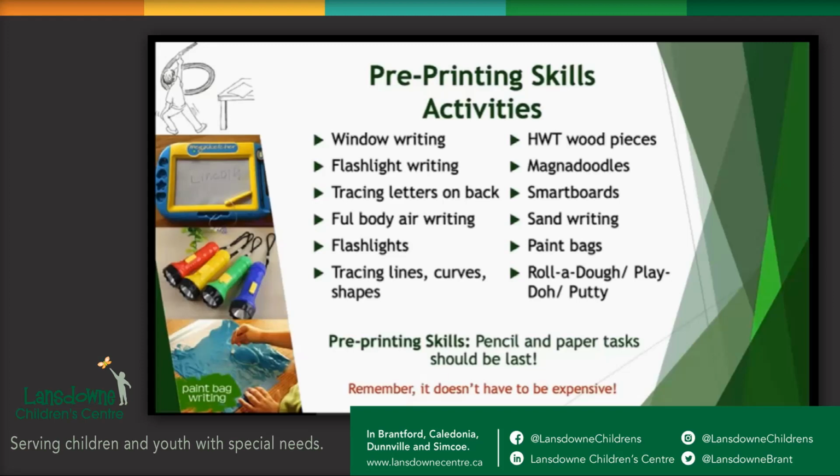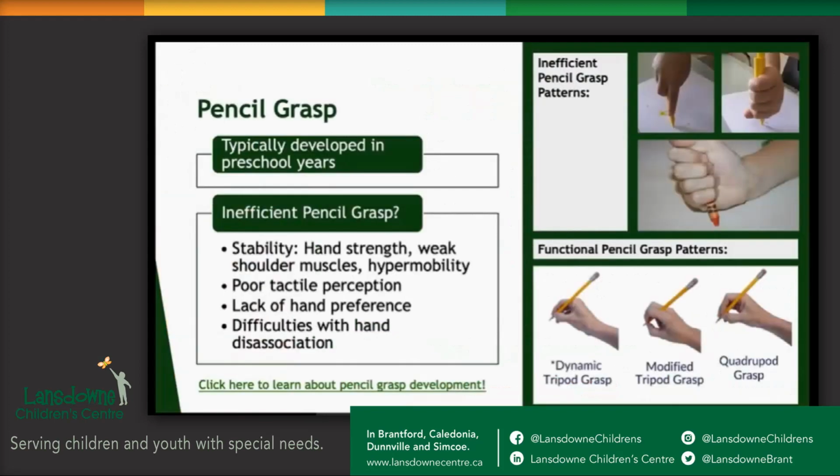So the next area is pencil grasp. This is obviously a very hot topic. I'm going to go through it real fast. As you can see in the diagram on top, those three grasps are what we would call an inefficient or incorrect pencil grasp. The one on the top left would be what we call a pronated grasp. That's what you would see developmentally appropriate in a 2-year-old.